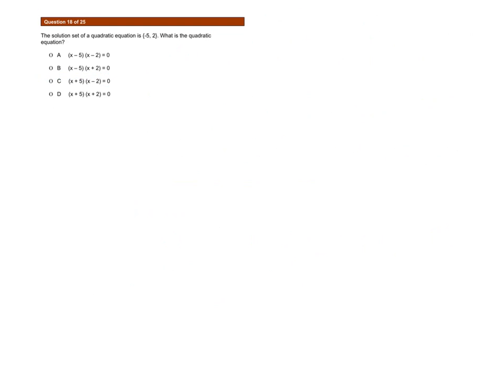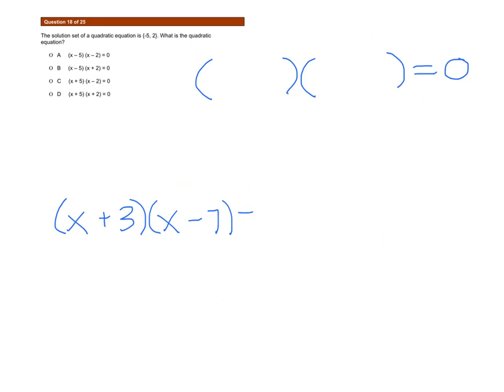Problem 18 is a very simple problem. The solution set of a quadratic equation is 5 and 2. What is the quadratic equation? Well, if you think about it, when we were looking for the answers, we were always looking for the opposite. For example, if we had something that looked like x plus 3 and x minus 7 equals 0, then we would say, what is the opposite of 3? Negative 3. What is the opposite of negative 7? Positive 7, and we would get our solutions, and we make that little solution set that we have a hard time with. Well, now we're doing the opposite.